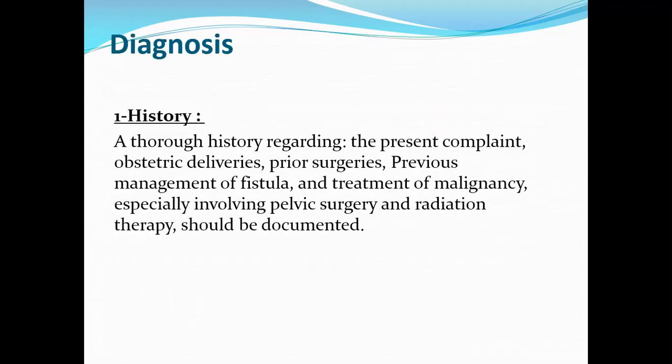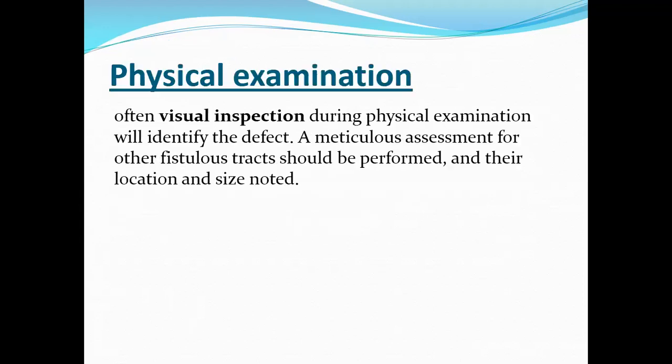The diagnosis is by history: the present complaint of the patient, the obstetric deliveries, prior surgeries, previous management of fistula, because recurrent fistula may indicate possible malignancy or possibly there is poor tissue, so the healing will be impaired. Any malignancy, any radiation received should be taken in the history. By physical examination, visual inspection, usually we use the Sims speculum to examine the whole vaginal wall and to look if there is any fistula.